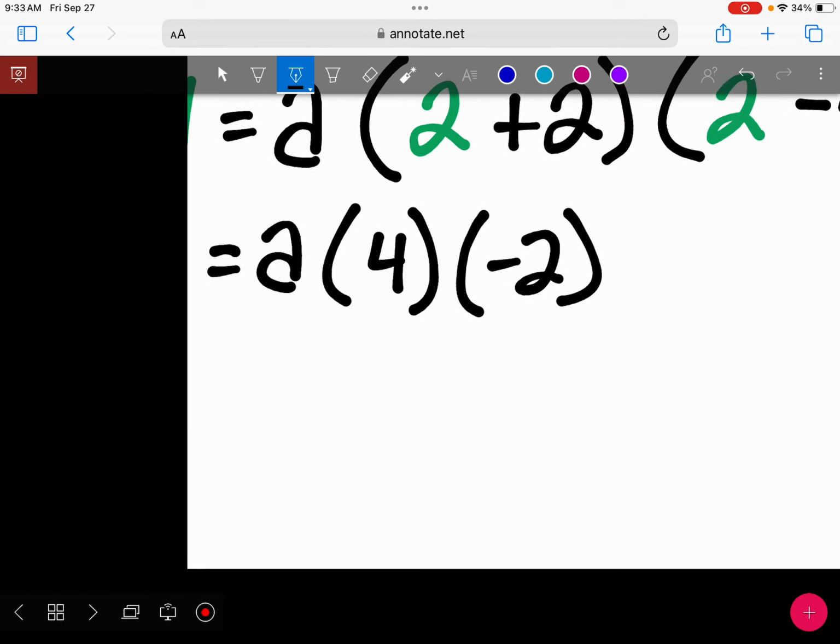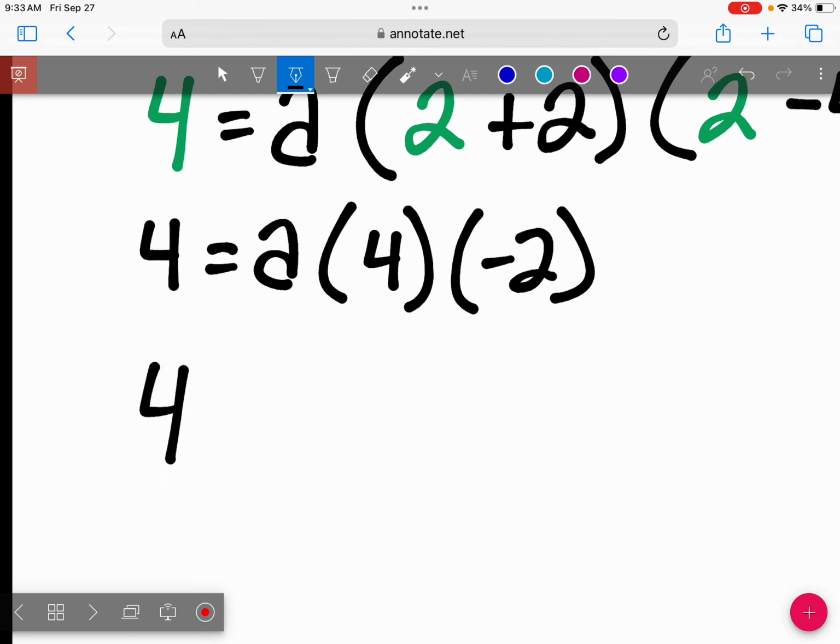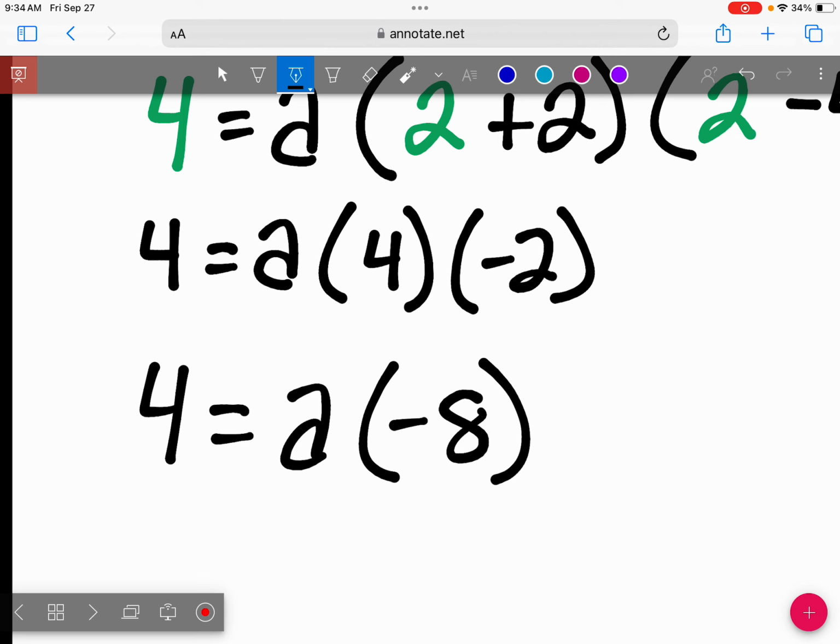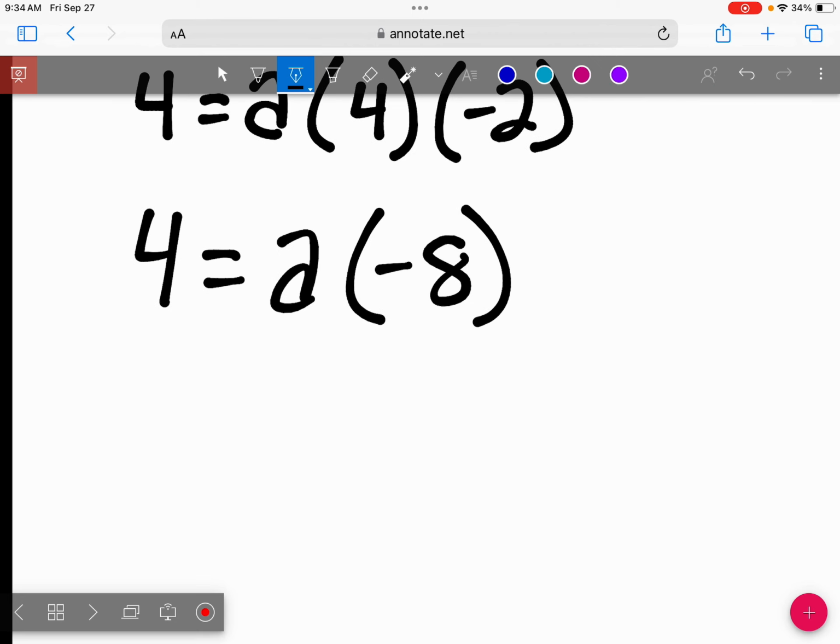So again, I'm going to simplify. I'm going to do that multiplication. So I have 4 equals a times 4 times -2 is -8. So what's my a? -1/2. Divide both sides by -8. 4 divided by -8 is -1/2.